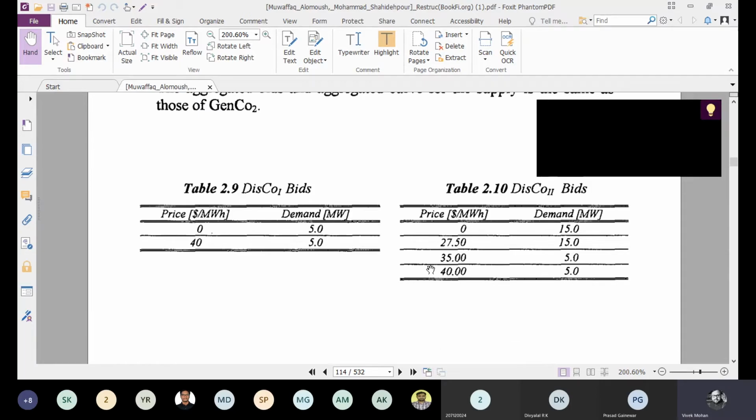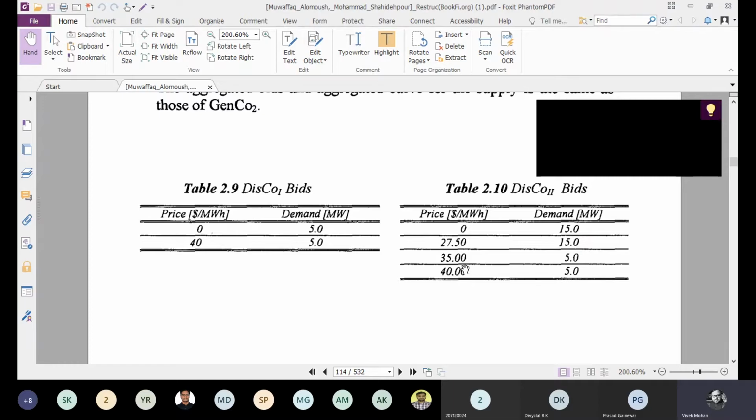So now we have a better idea, so these bids are more realistic. They should be more realistic to account for the deviations from the day ahead schedule. So here, in the range of 0 to 40, the demand is constant at 5, right? For Disco 2, in the range of 0 to 27.5, the demand is constant at 15. From 27.5 to 35, the demand drastically decreases from 15 to 5, right?